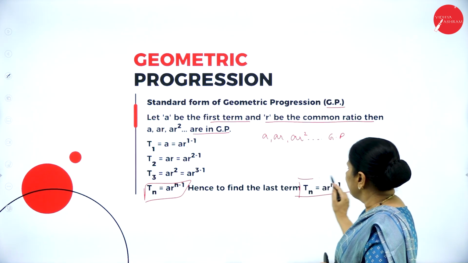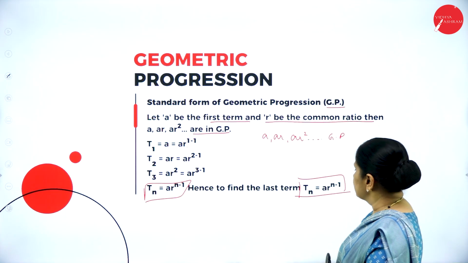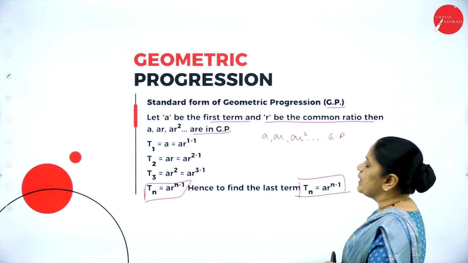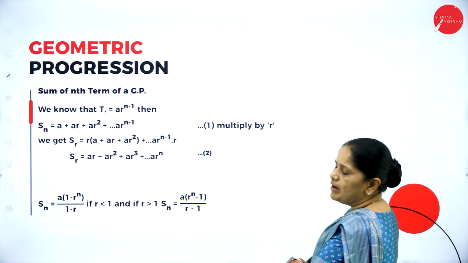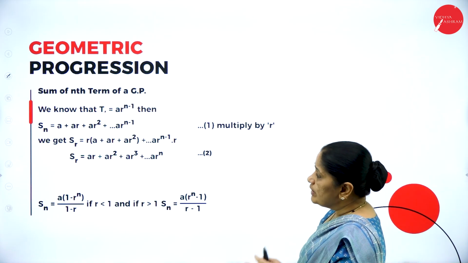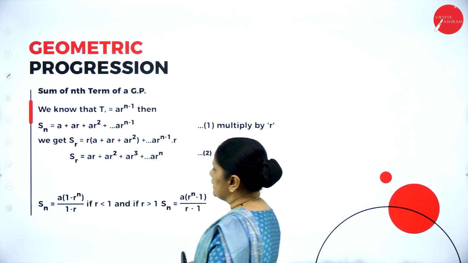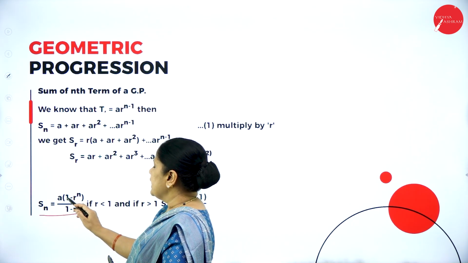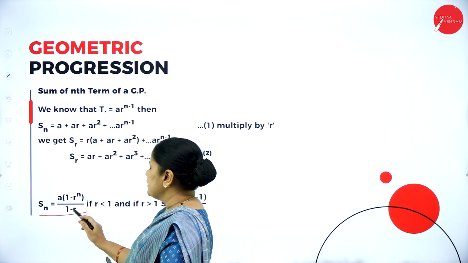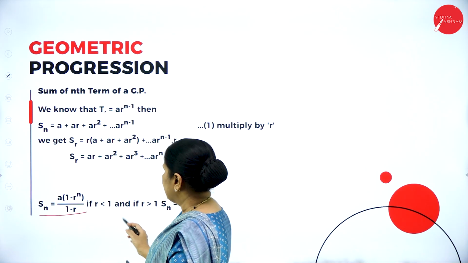So if we have to find the last term of the series, Tn will be AR to the power of n minus 1. Now, the sum of n terms. How do we find the sum of n terms? We have the formula here. Sn equals A into 1 minus R to the power of n, whole over 1 minus R.